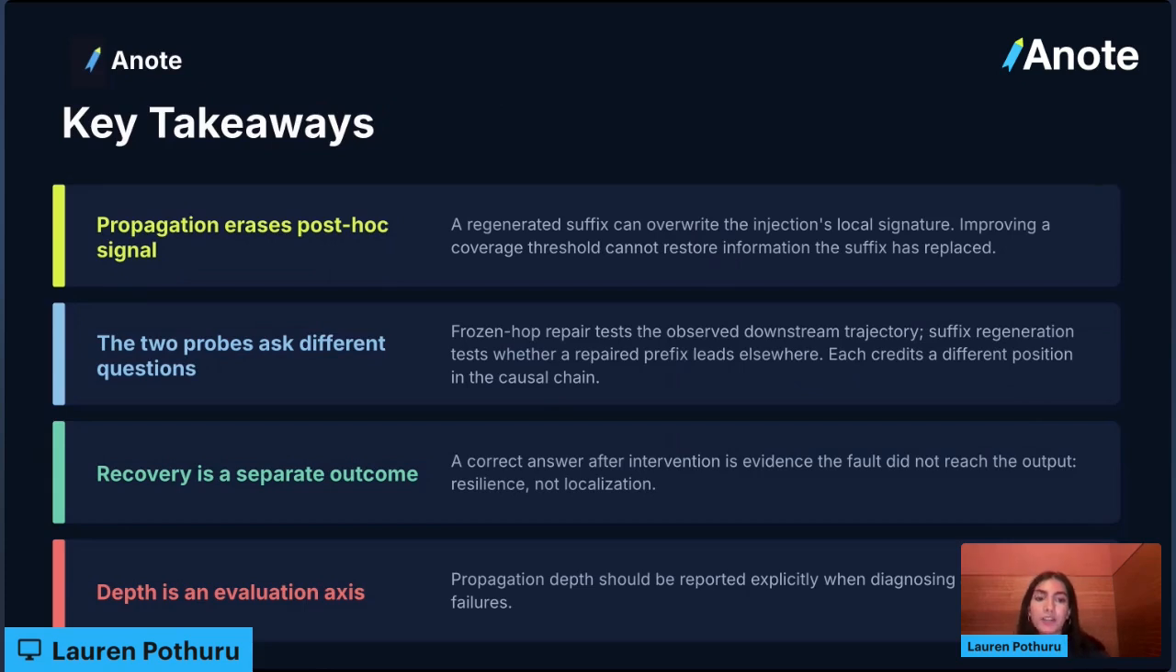And 4, propagation depth deserves to be its own explicit axis when we evaluate these systems, as the recoverability dropped drastically as the number of hops, or propagation depth, increased. So a failure at hop 2 was pretty recoverable at hop 3, but it was almost impossible to recover at hop 5. And this is something that people who are aiming to create diagnosers or find ways to improve robustness and correctness of agentic RAG systems should be aware of when evaluating failure cases in their systems.